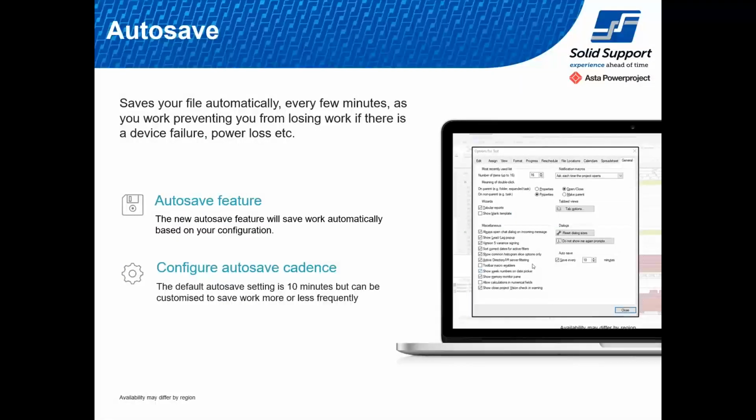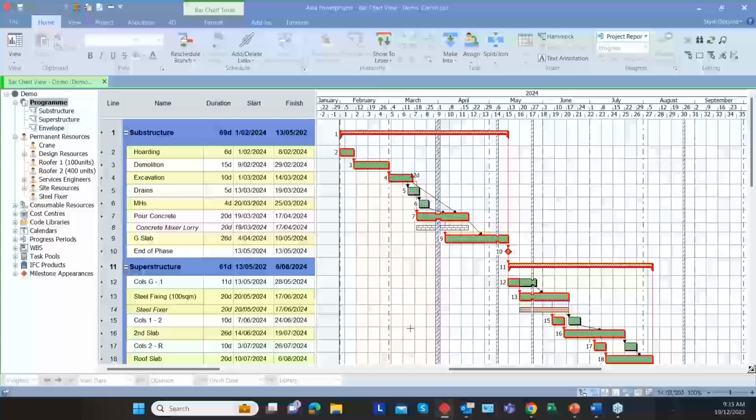The second feature update in version 17 is Autosave. Now you can autosave your work. This means it will prevent you from losing your work if there's a device failure or power loss. This option you can see in Powerproject under File, Options and General. Let me just show you on Powerproject itself. So let me just switch my screen to Powerproject.